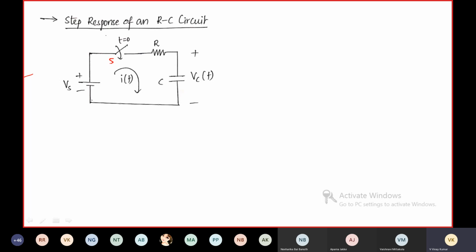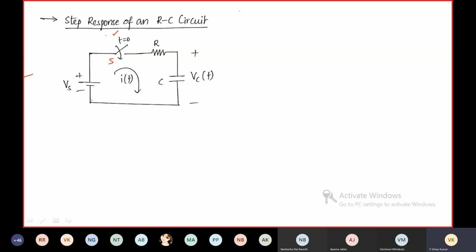Here we are going to switch. Okay, series RC circuit. R is connected in series with C, right? Let i(t) be the current flowing in this circuit after closing the switch. The meaning of this is that at t equal to 0, you are closing the switch.